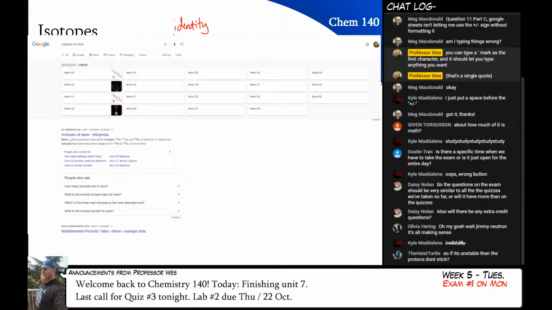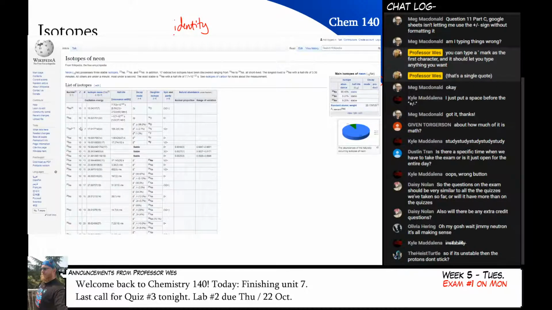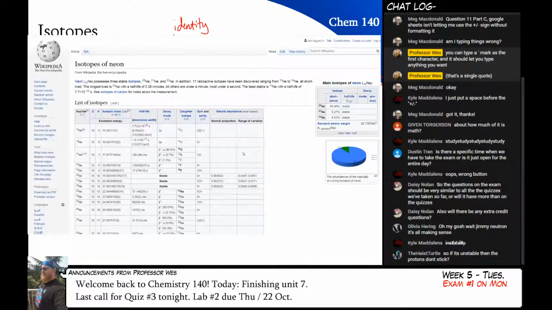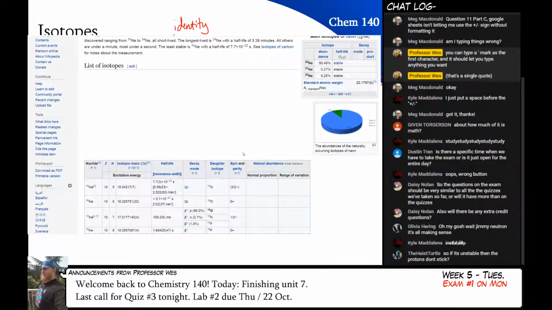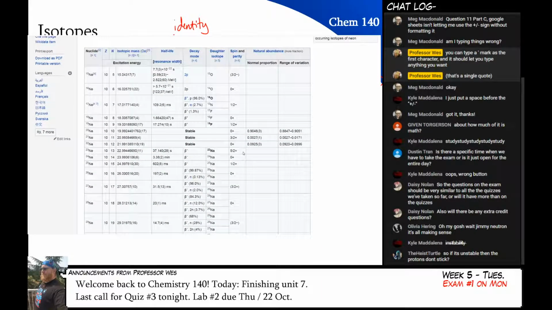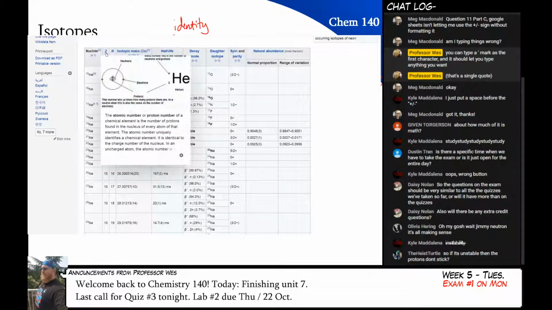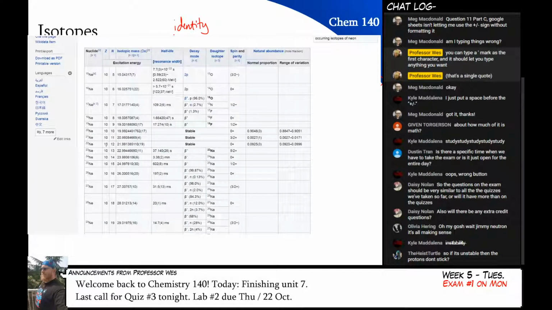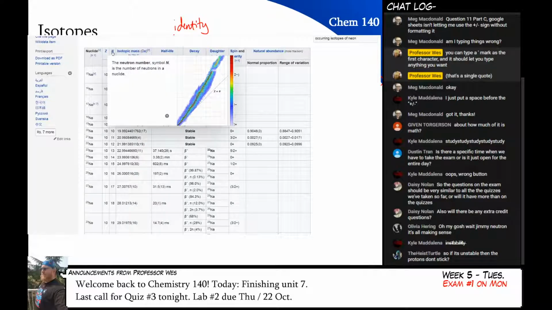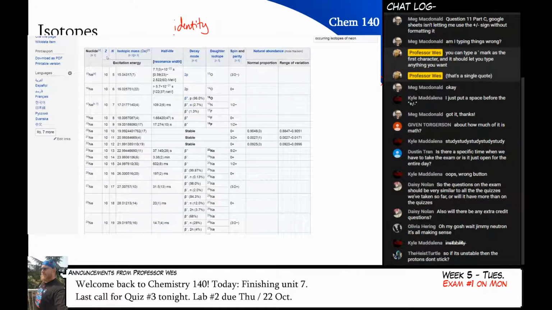So the first link here, Isotopes of Neon, leads you to this page, and it shows you every possible combination. Let me see if I can zoom this in here. Z is the number of protons, so these are all just going to be 10. And then N, capital N, is the number of neutrons. So they don't actually show Z and A on this page.